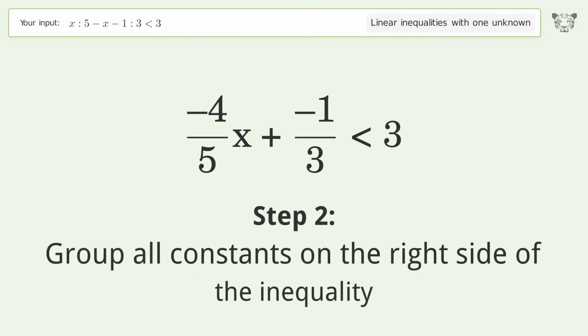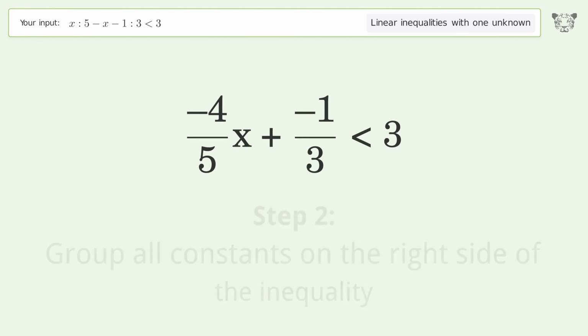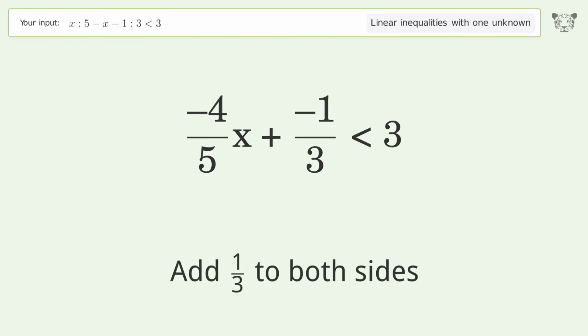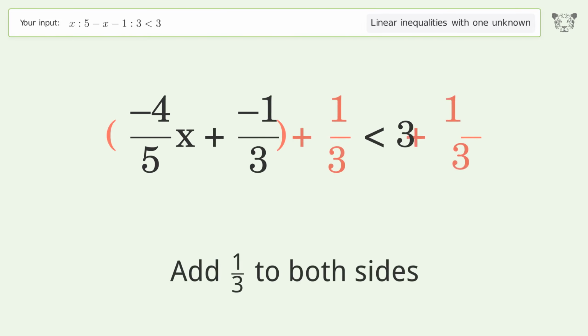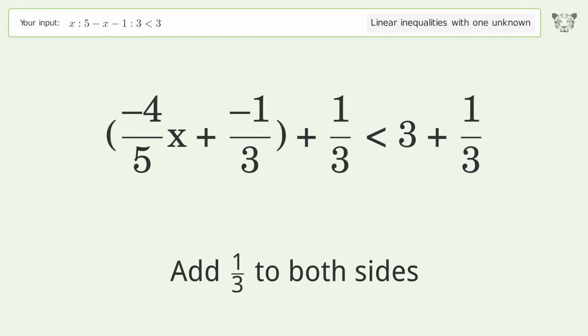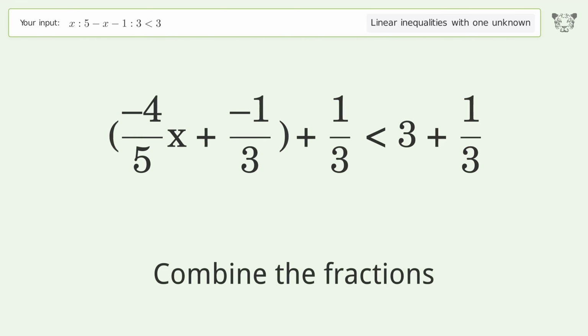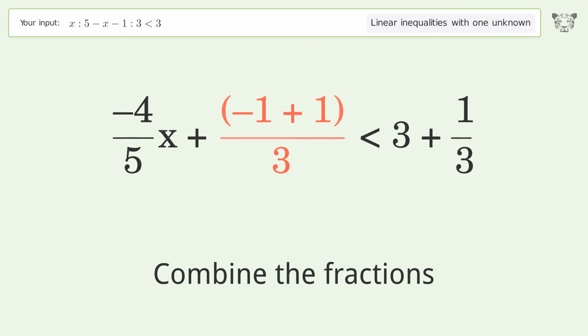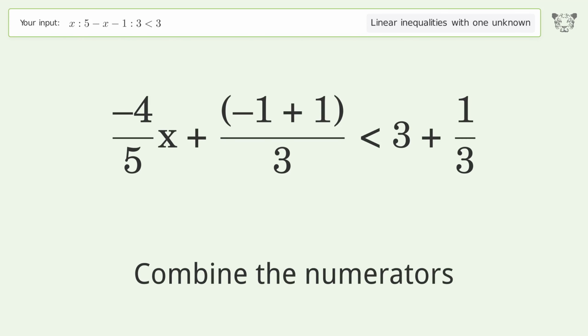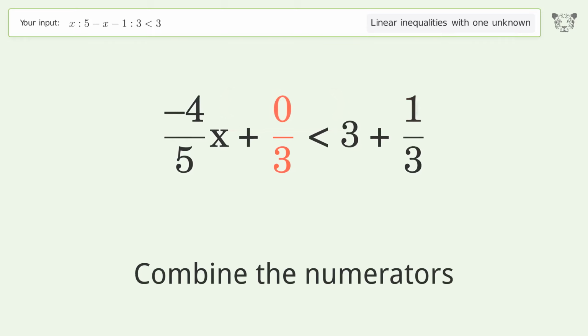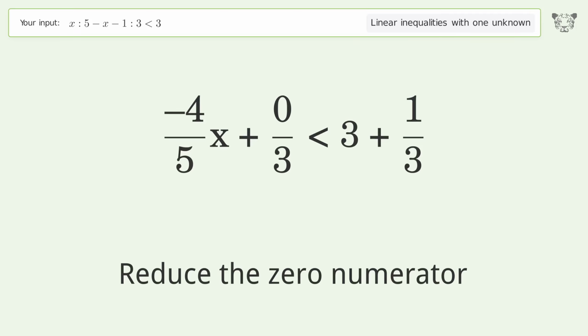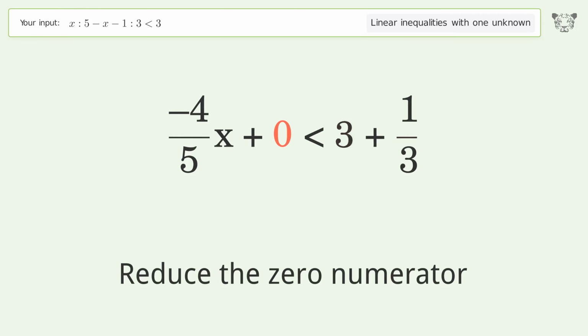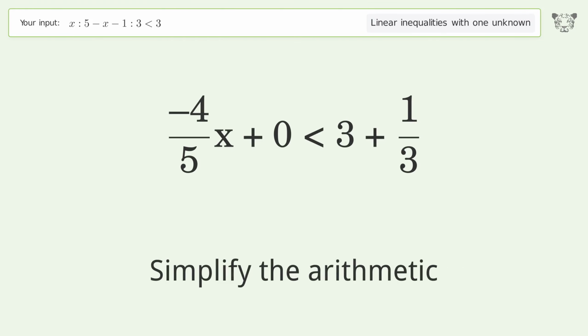Group all constants on the right side of the inequality. Add 1 over 3 to both sides. Combine the fractions. Combine the numerators. Reduce the zero numerator. Simplify the arithmetic.